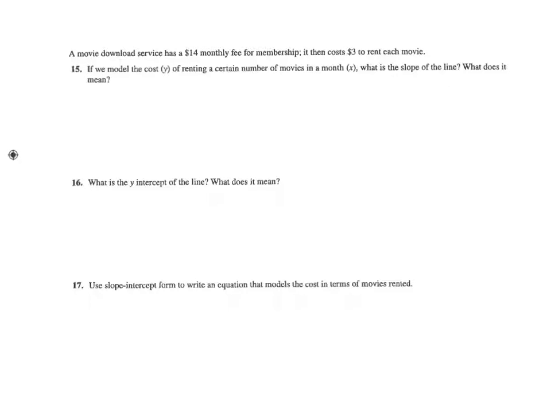A movie download service has a $14 monthly fee for membership. Then it costs $3 to rent each movie. 15. If we model the cost, Y, of renting a certain number of movies a month, X, what is the slope of the line? Well, that would be the thing that is changing constantly, that varies. Remember that fee, the membership fee, that is set. So the slope is going to be 3.